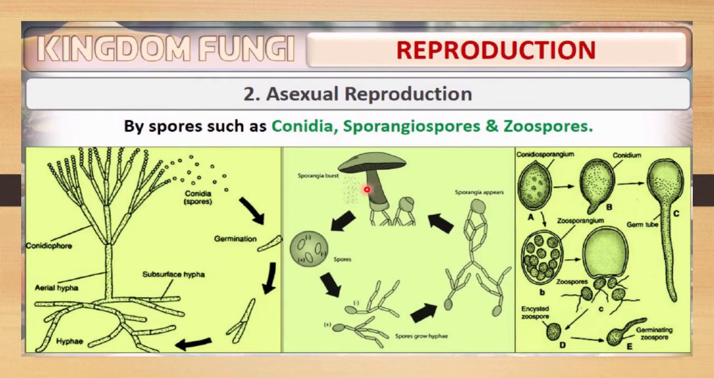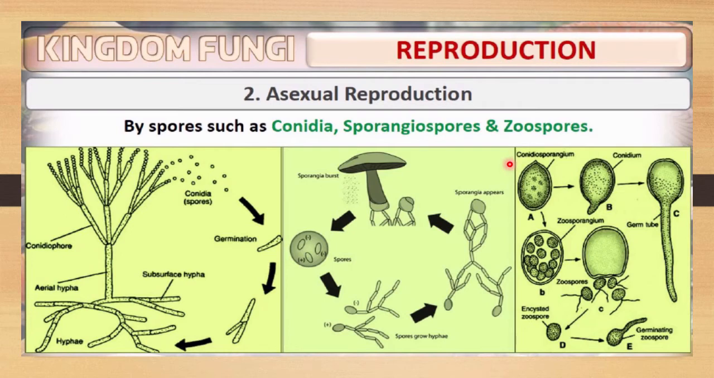The second type of spores is the sporangiospores. Here you can see this is the sporangia, which will have sporangiospores. Now this sporangia will burst, and on bursting it will release the spores. After release, the spores will grow into hyphae and act as an individual organism. In this way, the spore is responsible for asexual reproduction, and such a spore is called sporangiospores.